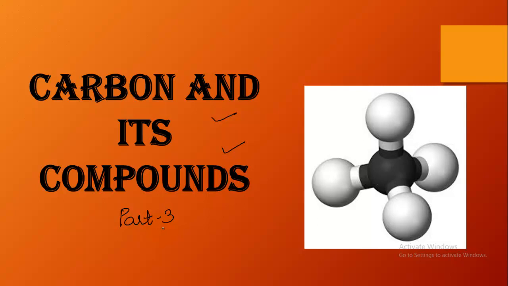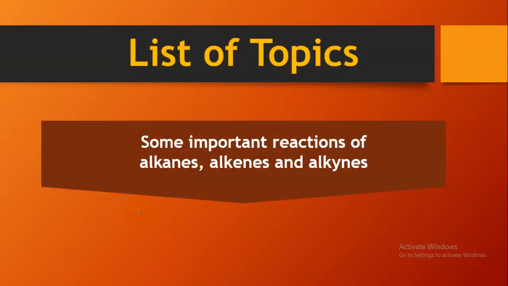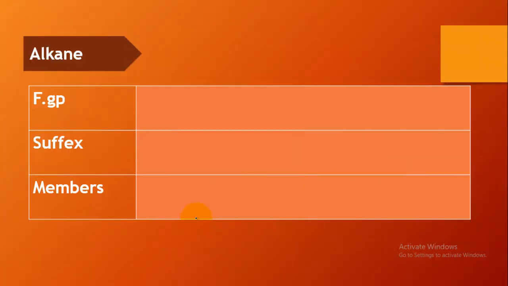Let's see what topics are left that we are going to cover in this part 3. The topic which we will be doing in this video are some important reactions of hydrocarbons, that is alkanes, saturated hydrocarbon, and unsaturated hydrocarbon, that are alkenes and alkynes. So let's study about the detailed reactions which are involved, or you can say the properties of alkanes, alkenes and alkynes. So let's study about alkane first.